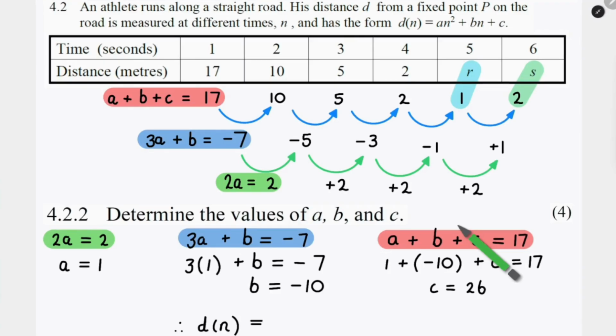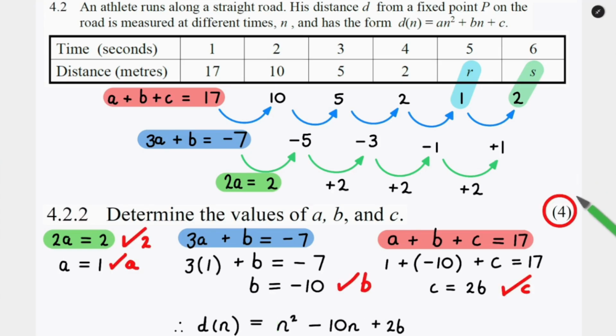And then the last thing left to do is to fill those back into here. We don't really have to because we just asked for the values of a, b, and c. But trust me, you're going to want to get into this habit. So a is just 1. We're just going to fill that in. And we don't even need to write it. And then b is minus 10. So we fill that in as minus 10n. And c is 26. So we just slap on a plus 26 there. And then we've got a winner chicken dinner on our hands here.